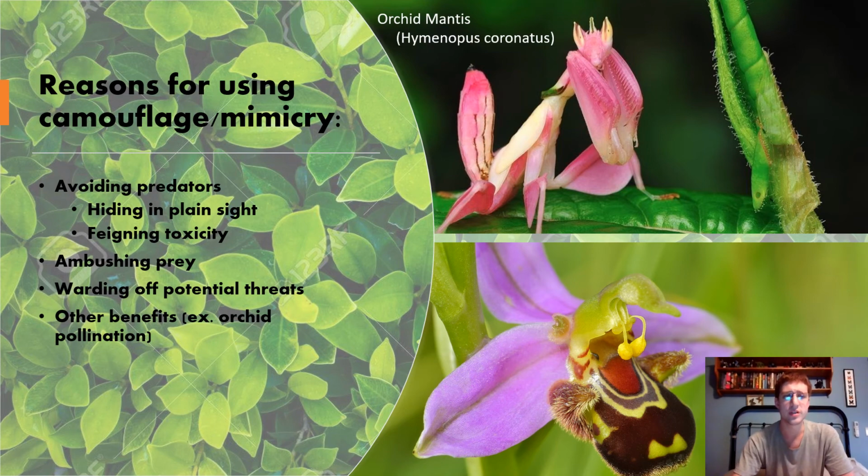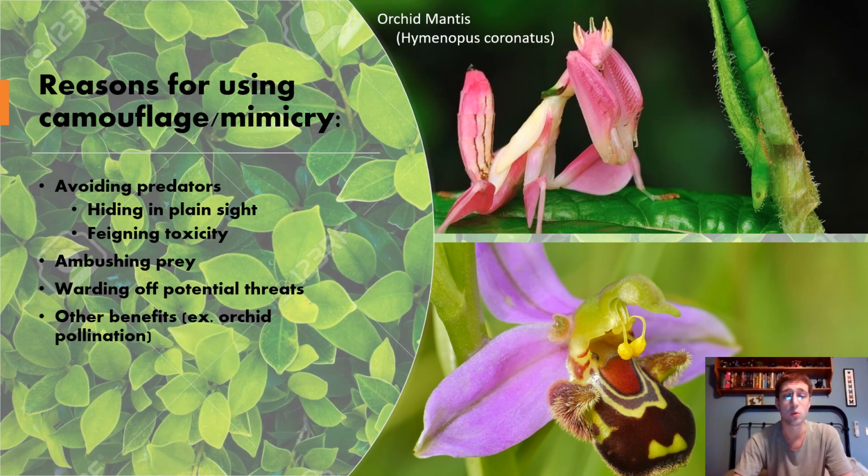So why would you use camouflage or mimicry? Well, obviously you could use it to avoid predators, whether you're hiding in plain sight like a disguised mimic, or you could feign toxicity like a Batesian mimic. You could also use it to ambush prey. So for example, the orchid mantis here blends in with flowers to try and ambush prey.